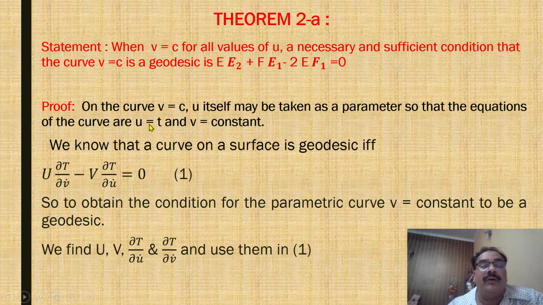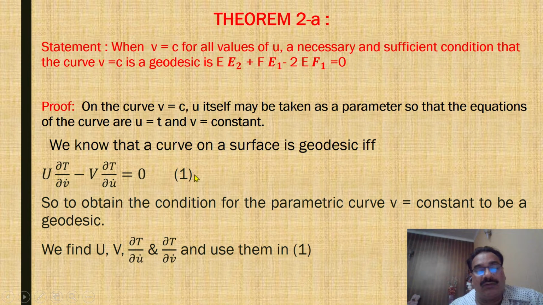On the curve v equal to c, u itself may be taken as a parameter, so that the equations of the curve are u is equal to t and v is equal to constant. We know that a curve on a surface is geodesic if and only if capital U ∂T/∂v dot minus capital V ∂T/∂u dot is 0.